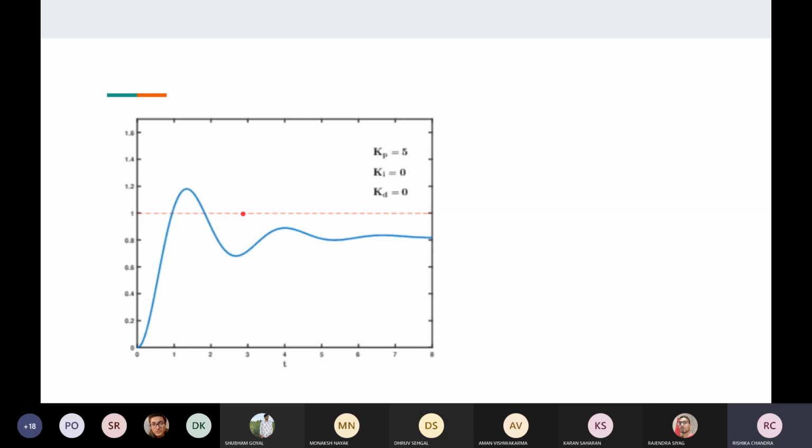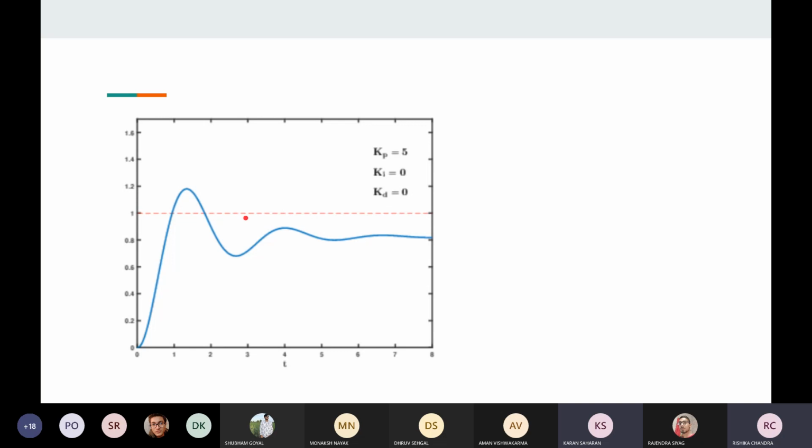Can anyone tell what kind of signal are we using here? Impulse? No, it will be step. Yes, unit step. We are using the unit step signal here. It's 1 for all t greater than 0, right? See, its value is 1.